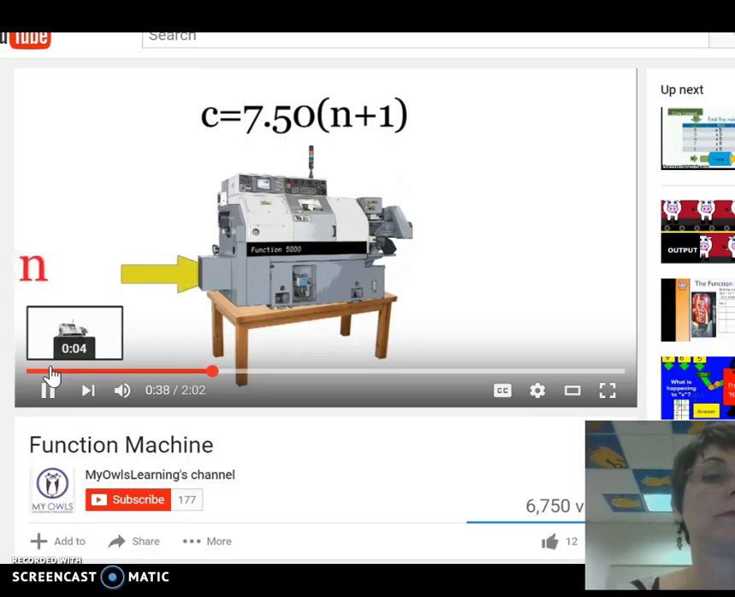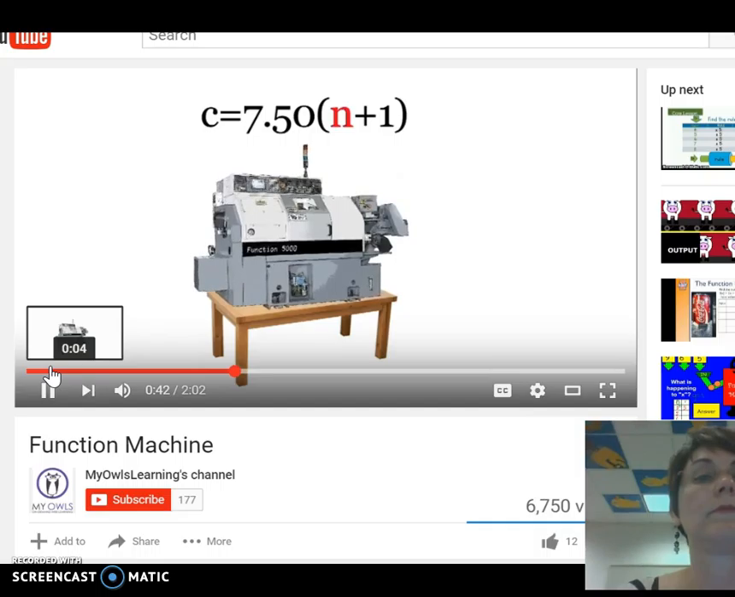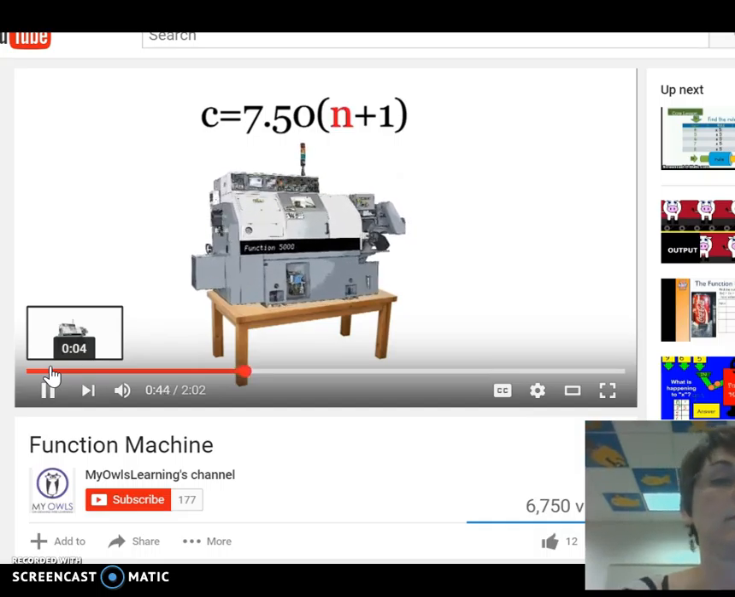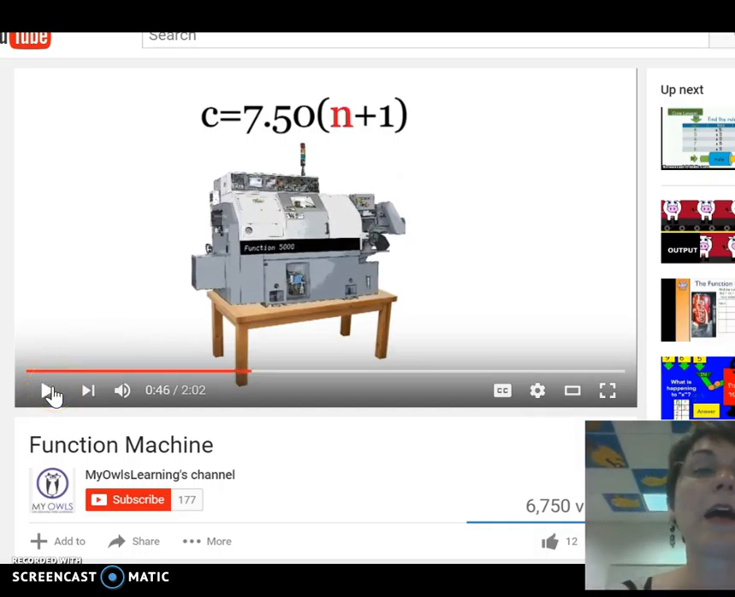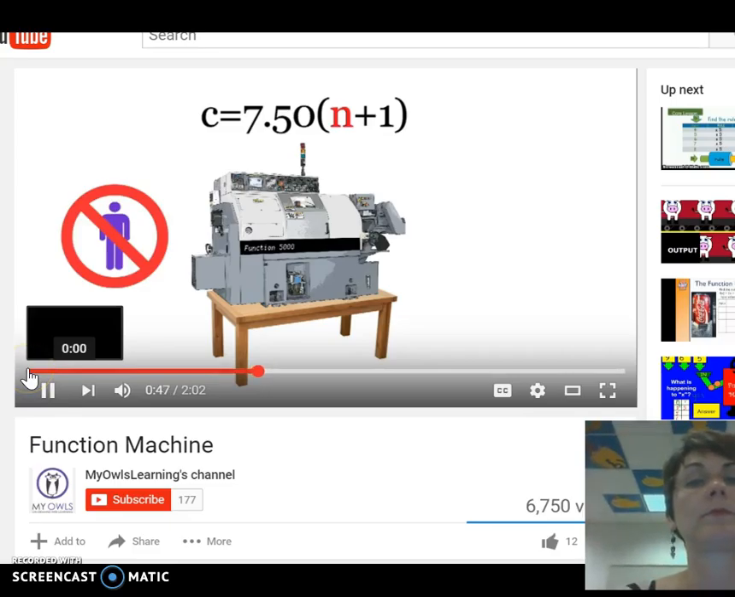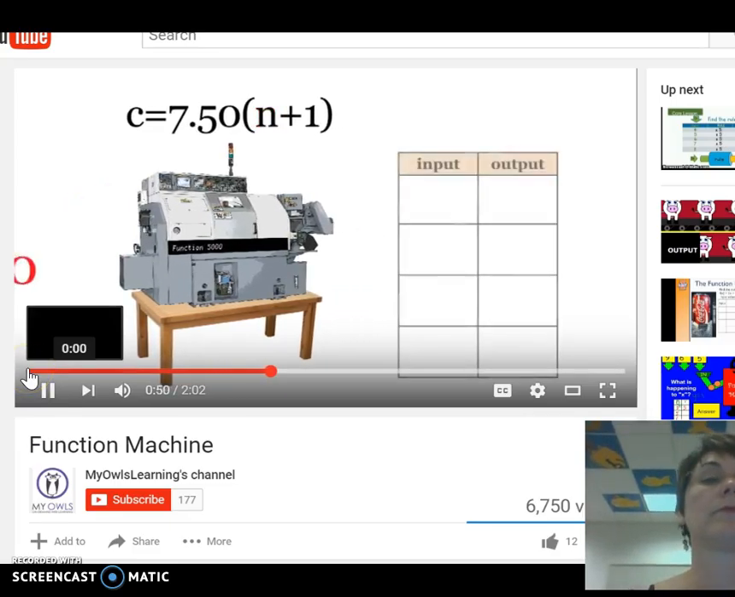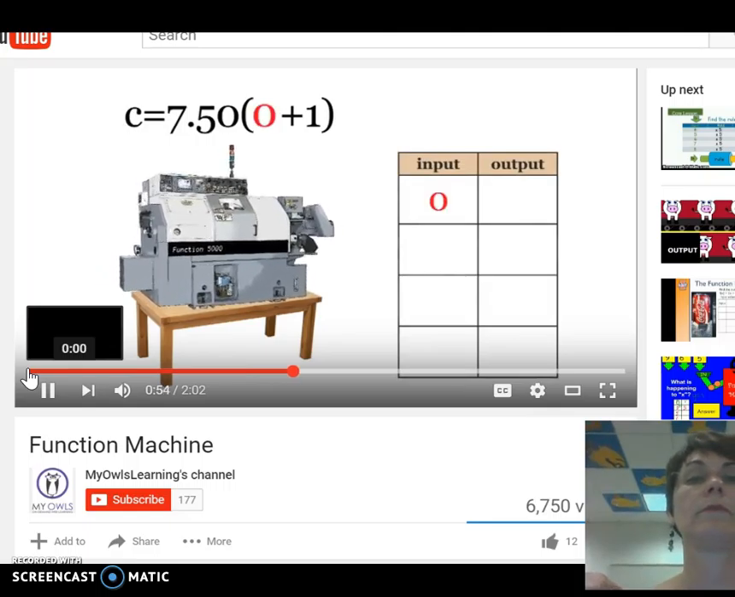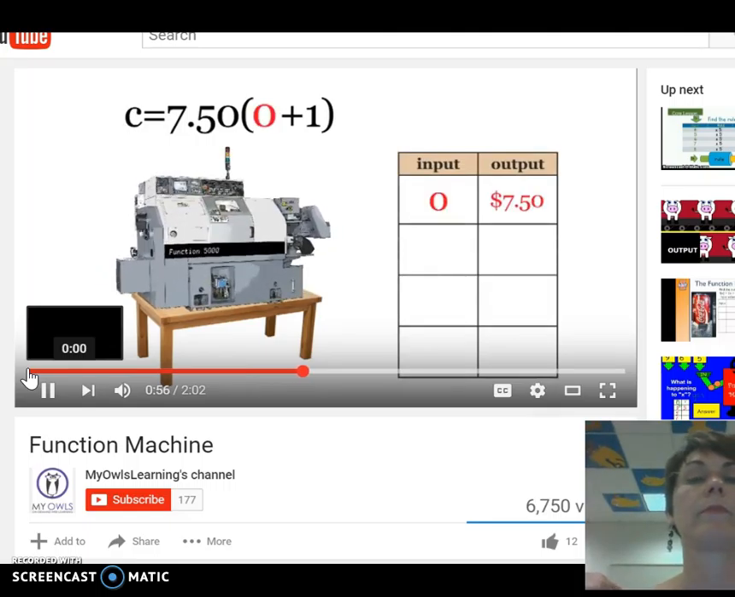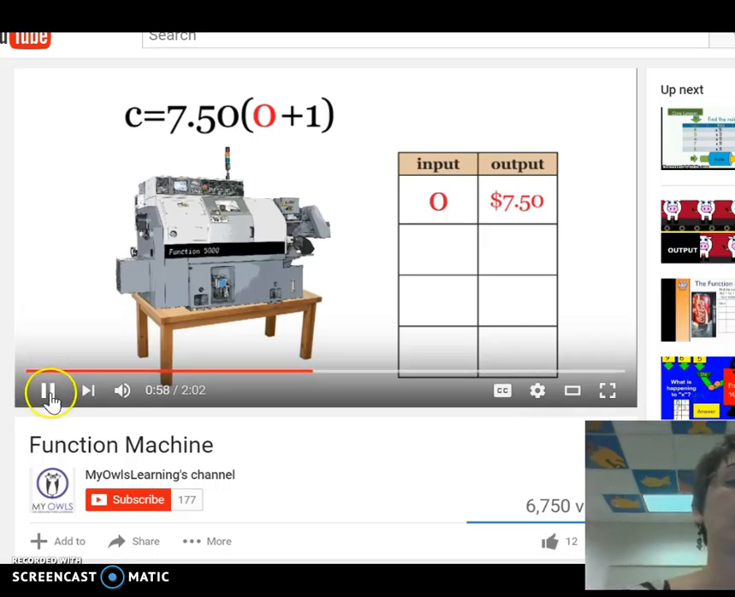Any value we input into the function machine is transformed by the mathematical operation or the rule of the function. The mathematical operation or rule of the function is the same thing as an equation. It's just an equation. What if no friends come to lunch? The output is going to be $7.50 because you're still eating. So in this case, 0 is our x value and our y value is $7.50.